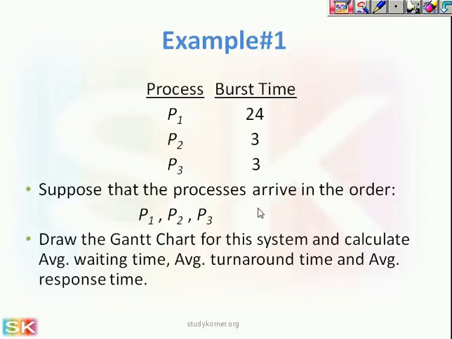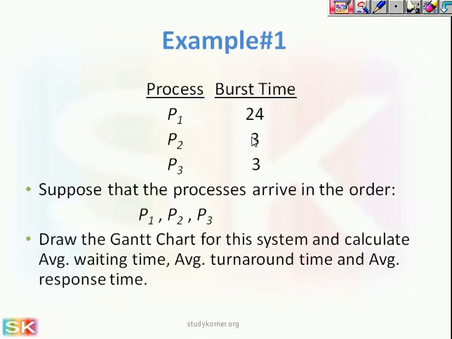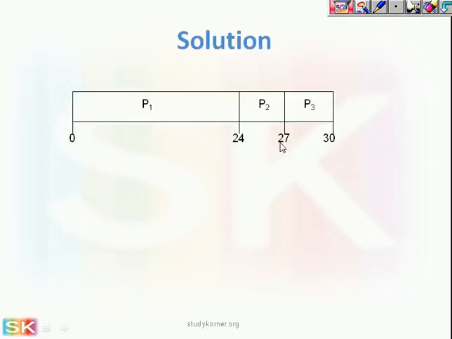Then P2 is arriving, right? P2's burst time is 3 seconds. So P2 will start from 24 and it will end at 27. P3's burst time is again 3. So P3 is starting at 27 and it will finish at 30, right? So this is the overall Gantt chart of the CPU, you can say the timeline diagram of the CPU.